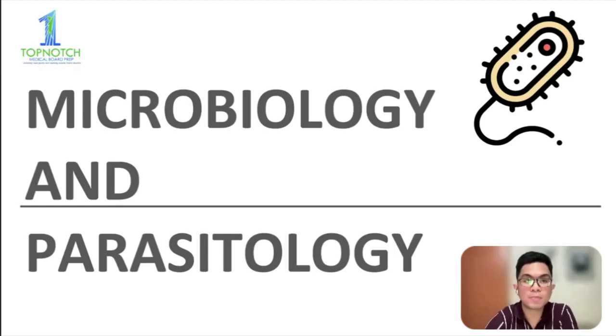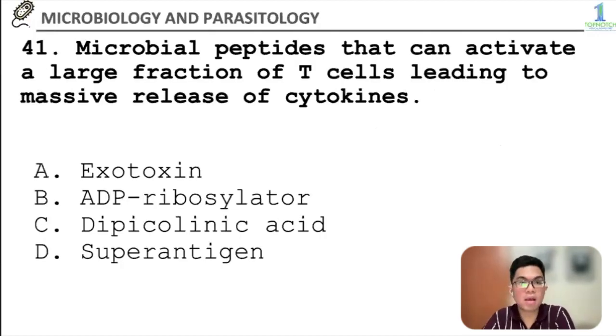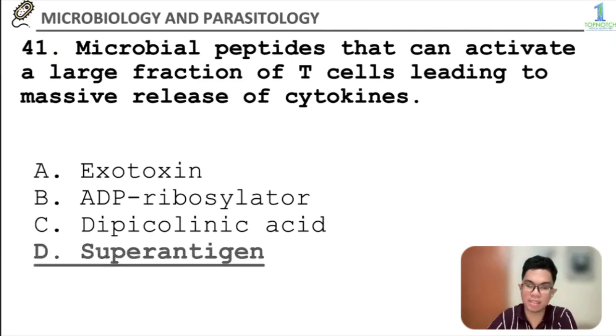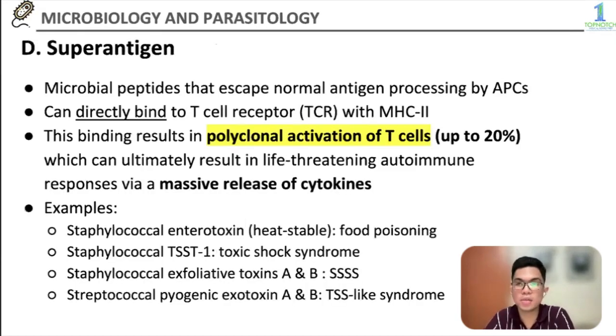Sige, so first question. So these are microbial peptides activating a large fraction of T cells with a massive release of cytokines. Those are your superantigens. So what's unique about superantigens is how they cause polyclonal activation of T cells: they skip normal processing by antigen processing cells or presenting cells. They directly bind to T cell receptors. Through polyclonal activation, there's massive release of cytokines, resulting in a life-threatening immune response.